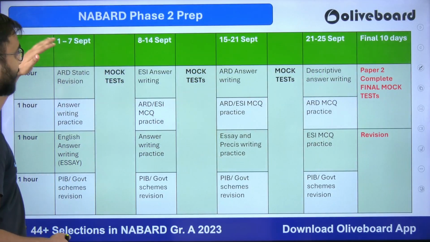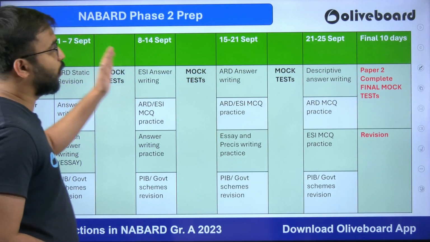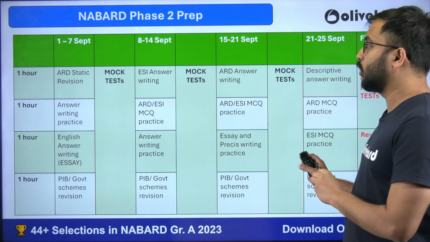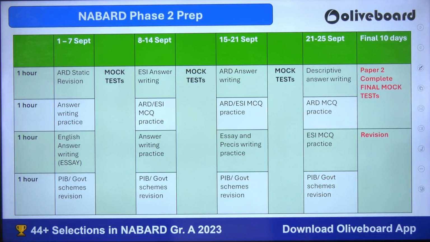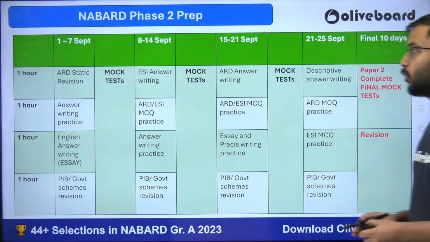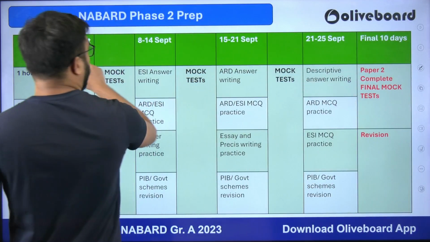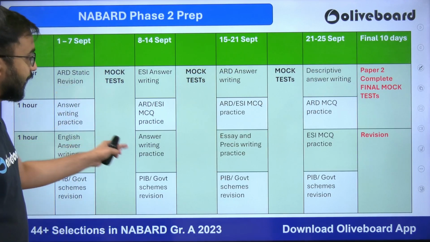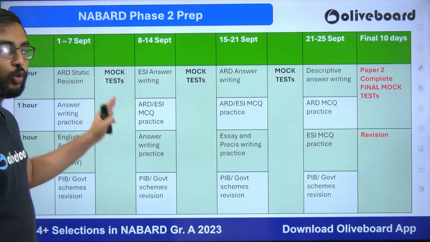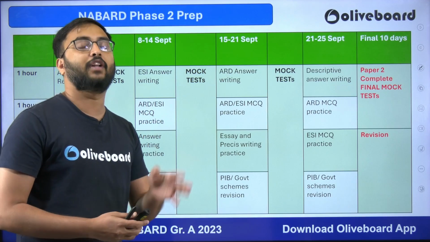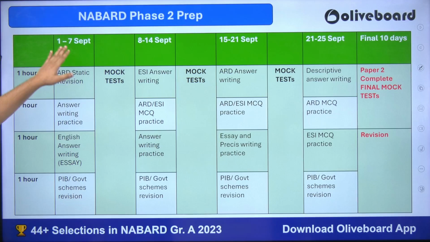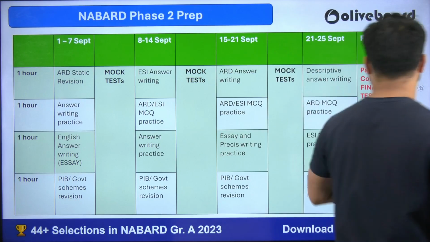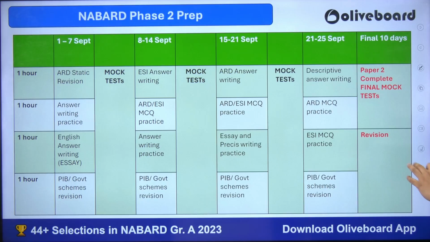Now, if you don't have a plan, then this is a plan which I have made. This is divided into 30 to 40 days for your NABARD Grade A Phase 2 exam. Look at this particular timetable. If you want to take a screenshot, you can take the screenshot. Everything is given there. What you have to do is, from 1st September to your last 10-day final exam for phase 2, everything has been given. The mock tests have to be given for MCQ as well as descriptive every 4 or 5 days. The week-wise timetable is given: 1st to 7th September, 8 to 14, 15 to 21, 21 to 25, and the last 10 days of the final exam.